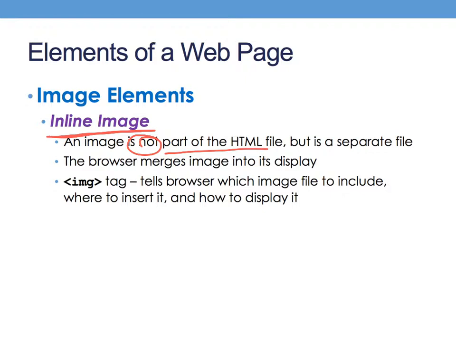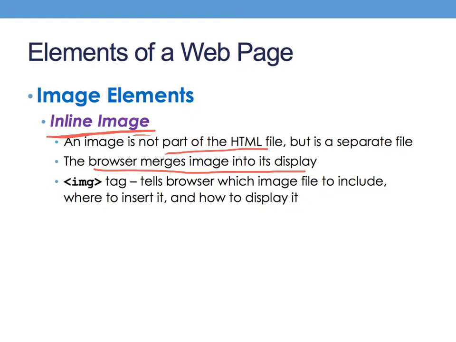And when we run our HTML file in a browser, the browser merges the image into the display of the web page. So that's something to keep in mind, is that that image is absolutely not a part of the HTML file. It's something that we link to, and it's a separate file that we need to keep in a special place so it can be merged into the display.